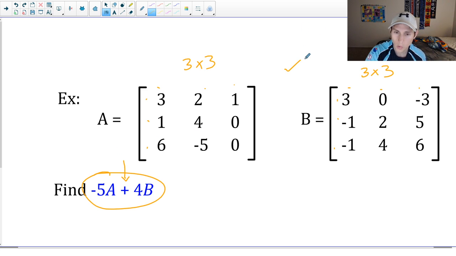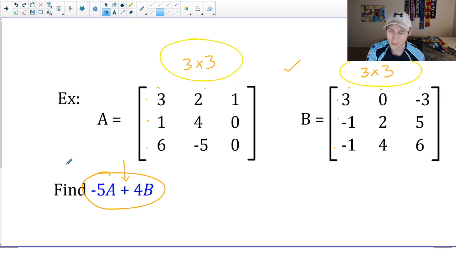Okay, so it will work that we can add these matrices together, but that's only because these are the exact same dimension. If they were different dimensions, I would just say no solution, or cannot be done, or it's impossible, or something like that.